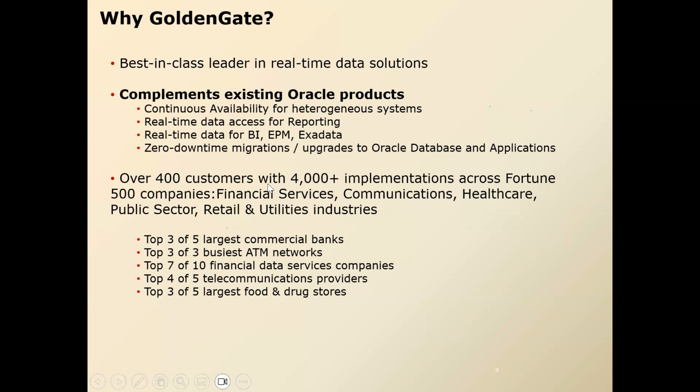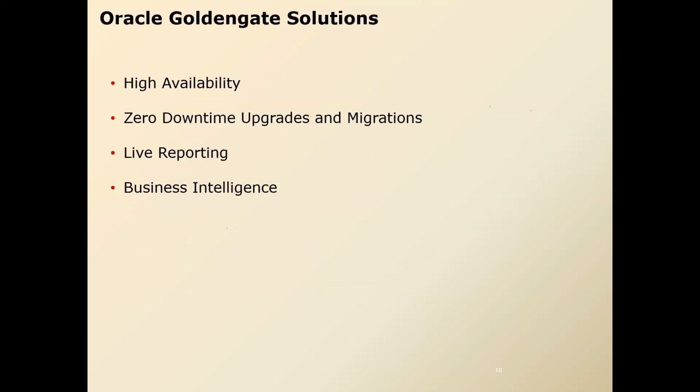So Goldengate is being used by food and drug stores, the busiest ATM networks, the largest commercial banks. In every domain nowadays, it is used.